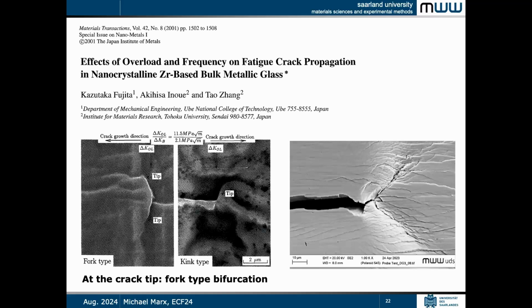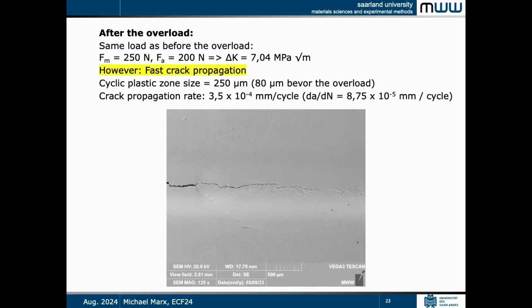The reason given for the deceleration of the crack propagation is the bifurcation, as you can see here. But when we continued our crack propagation, the crack growth was not decelerated. After the overload, the plastic zone size of the cyclic loading was 250 microns, compared with 80 microns before the overload, and the crack propagation rate increased. So a completely different effect from normal metal was found.